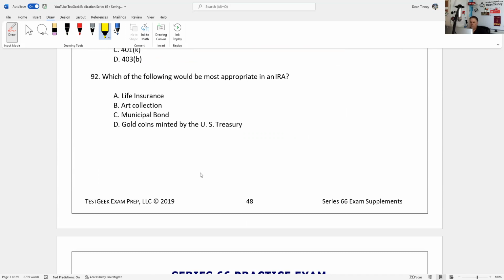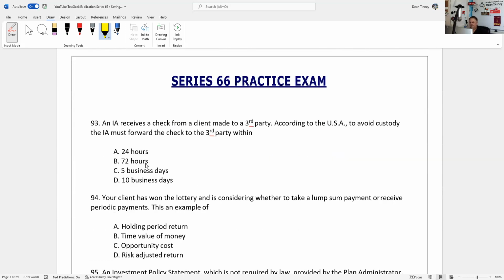Which of the following would be most appropriate? Well, you should definitely have been able to do process of elimination. You should definitely know that's out, because life insurance isn't a security. Art collection, that's out. Muni bond is out. Gold coins minted by the U.S. Treasury. I don't think it's really so much the gold coins as it is knowing that you don't put life insurance or art collections and tangible assets into a retirement plan, an IRA, and you don't put muni bonds in there because they're already tax-free, right? That would be something you do with your after-tax money in a high tax bracket.